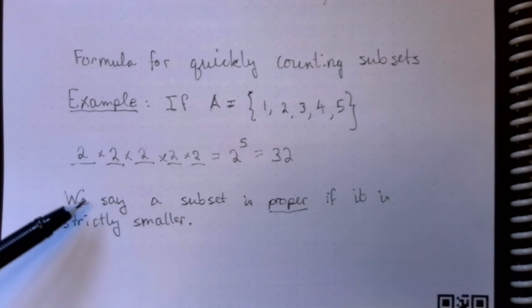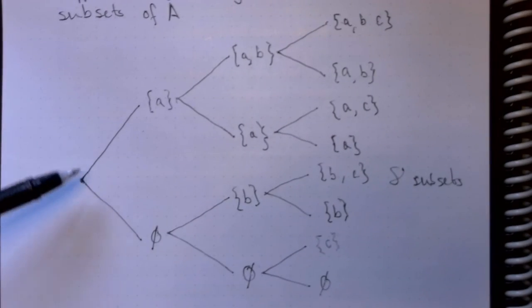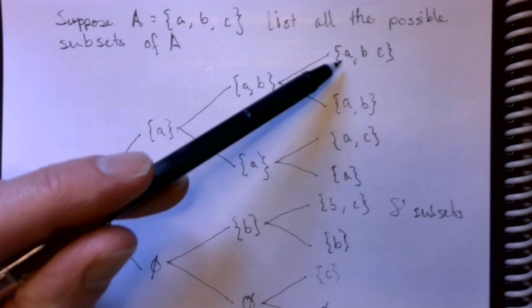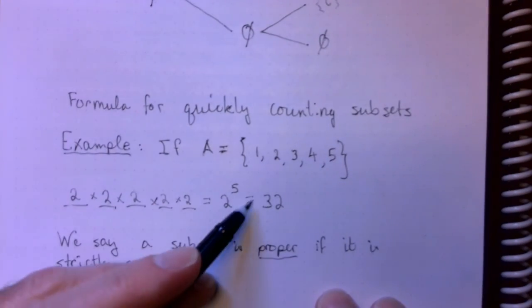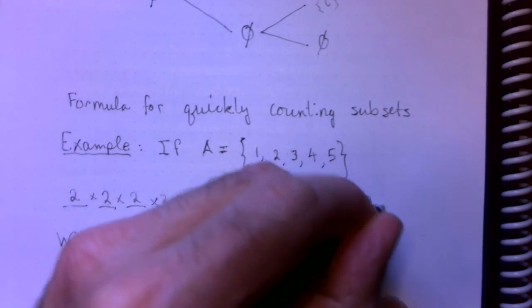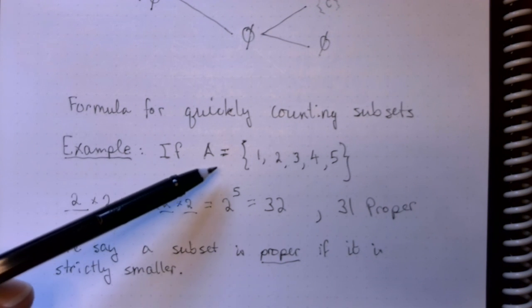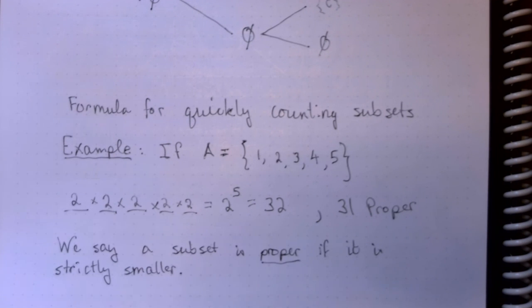Oh, one last thing. We say a subset is proper if it is strictly smaller. You'll notice here, when I listed out the subsets, one of the subsets was the set itself. So this is not a proper subset. So this has 8 subsets, 7 of them are proper. This set right here has 32 subsets, 31 proper subsets. So if you can find the total number of subsets a given set has, you just subtract 1 and that'll tell you the number of proper subsets.